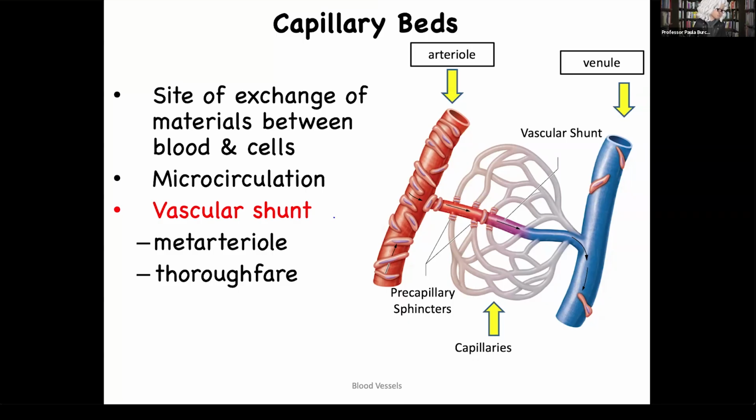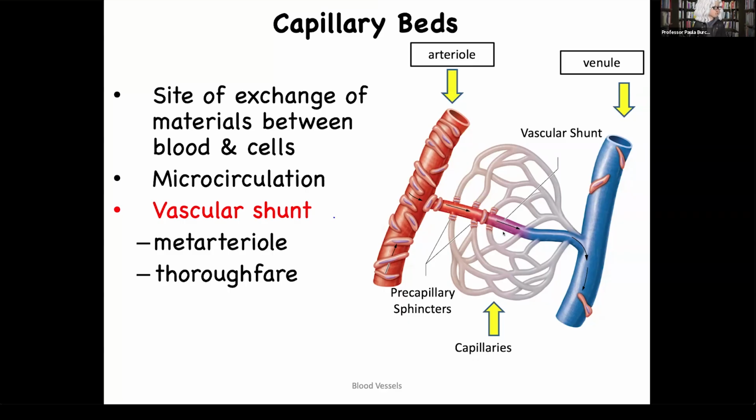The walls of the metarteriole contain an intermittent layer of smooth muscles, and at the junction of the metarteriole and the capillaries are smooth muscle sphincters called precapillary sphincters, and these are illustrated here. A sphincter consists of muscles that surround a tube, and their contraction and relaxation, or closing and opening, regulates the movement of the fluid into the tube.